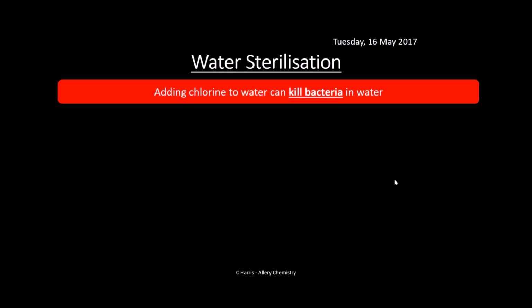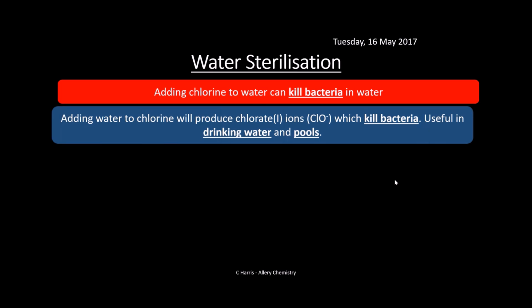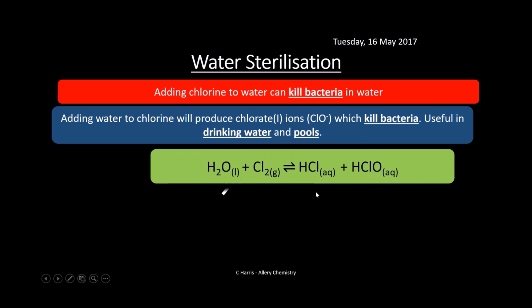Okay, let's have a look at this water sterilization, because this is quite important. So, adding chlorine to water can kill bacteria in water. Now, this is slightly different to bleach. It's similar in a way. You're still producing the chloride ion, but it's just a different reaction. So, we're adding water to chlorine. Instead of sodium hydroxide, we're adding water. Water to chlorine will produce your chloride ions, just like before. Now, this kills bacteria. Bacteria can't survive in this. Useful in drinking water and, like I say, swimming pools.